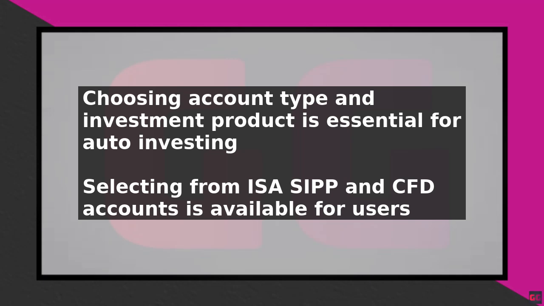Now, set the investment amount and frequency. You can choose to invest a fixed amount daily, weekly, or monthly. For example, you can set up an auto invest plan to invest £100 every week in a specific ETF. You can also set a minimum and maximum investment amount to ensure you are investing within your budget.